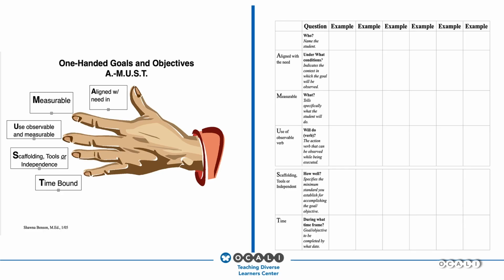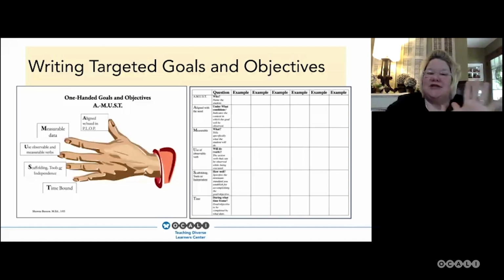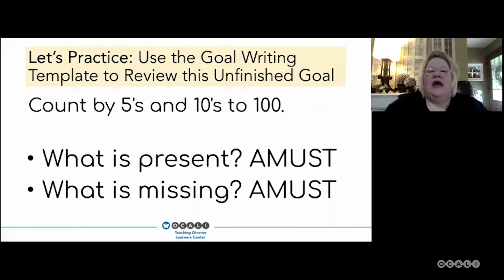So let's take a look at an example and see if all 5 of these must-have factors are present in this sample goal. All right, so here's the goal: count by 5s and 10s to 100. Does this goal follow the guidelines, and does it have all 5 of those non-negotiable characteristics for a goal? Okay, so remember, A is aligned with the need, M was measurable, U was using observable, measurable verbs, the S was that support or scaffolding piece, and the T was time-bound. So let's go through these one by one and see if this goal statement has all 5 of these components or what might be missing.